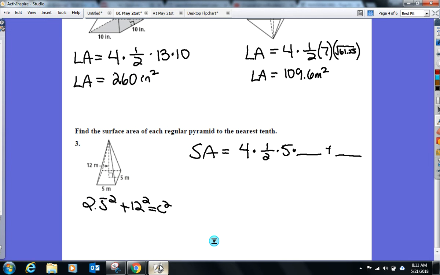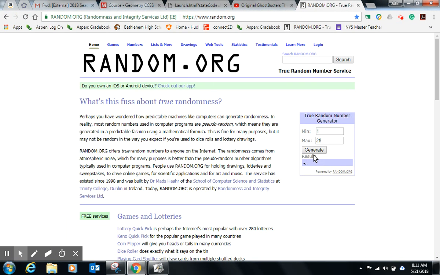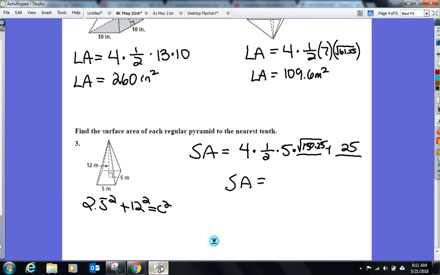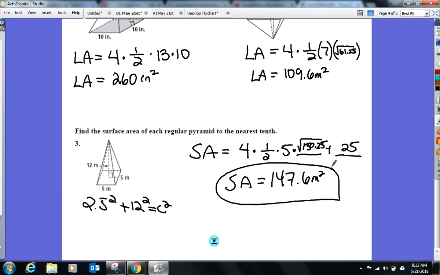8, slant height on that one. Good man. And the area of the base should have come out to be 25. And nearest tenth, surface area of this pyramid. 7. Can I answer any questions from you guys about that one?